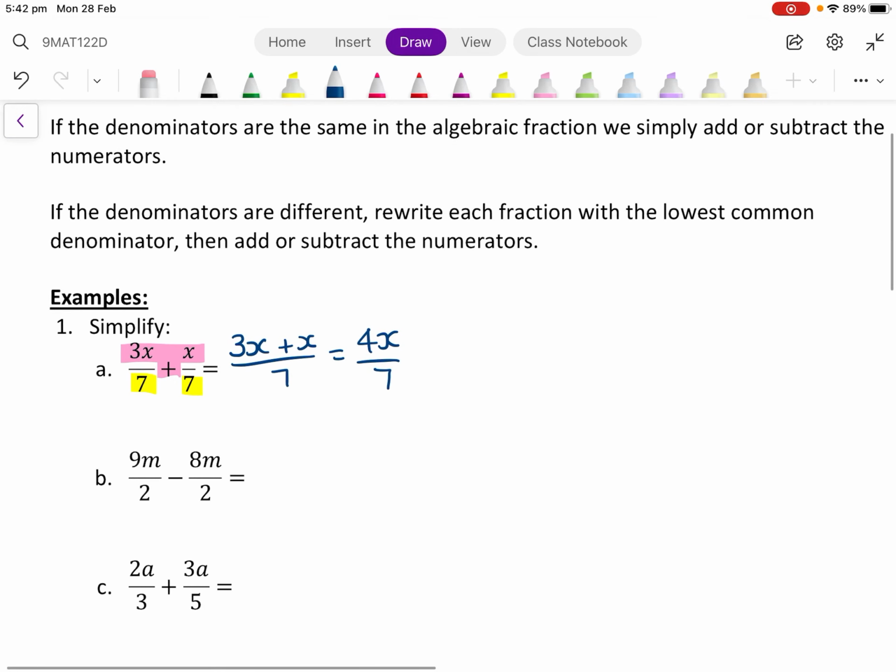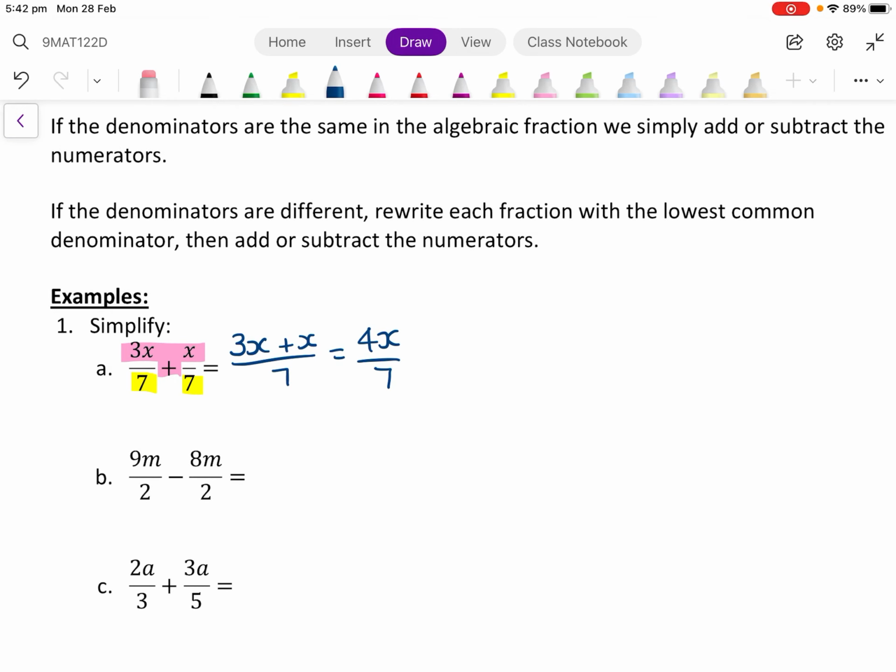For 1b, we want to simplify 9m on 2 minus 8m on 2. Again, we need to check that our denominators are the same in order to add or subtract the numerators. We have denominators of 2 and they are the same, so we can subtract our numerators, and we have 9m minus 8m all over the same denominator of 2. Now, 9m minus 8m is 1m over 2, or we can write this as m over 2.